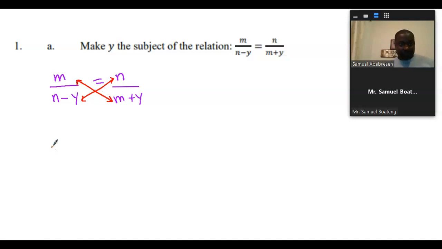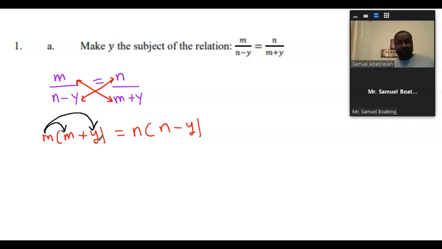On the left-hand side, we have M times M plus Y equal to N times, in brackets, N minus Y. The next step, we have to expand because we want to make Y stand alone. From the look of things, we have Y on the left-hand side and at the same time, another Y on the right-hand side. So let's open up the brackets and rearrange them.